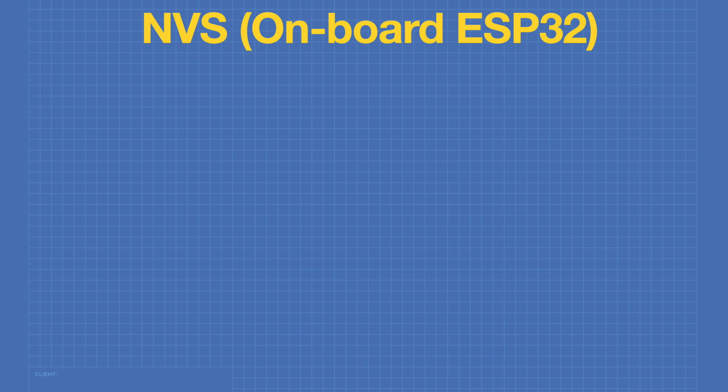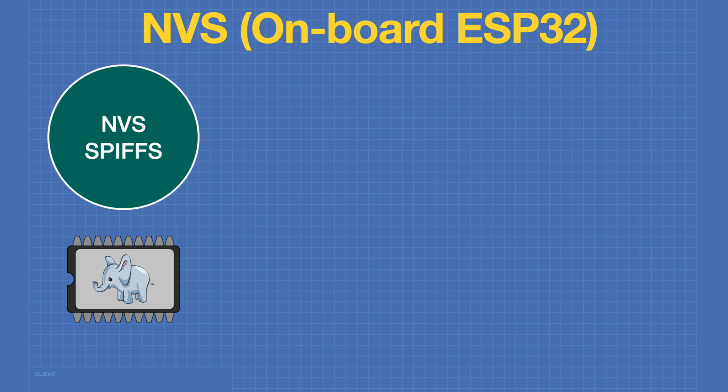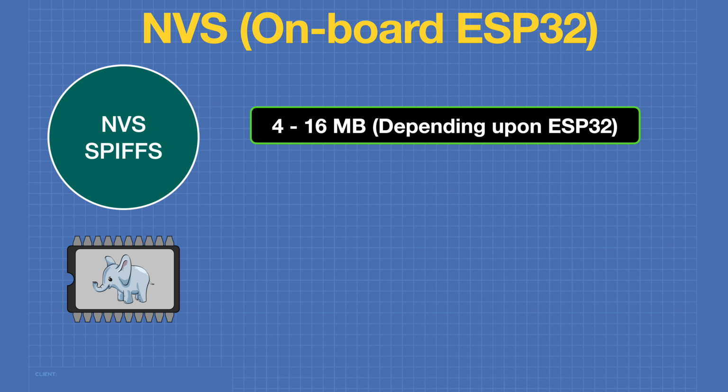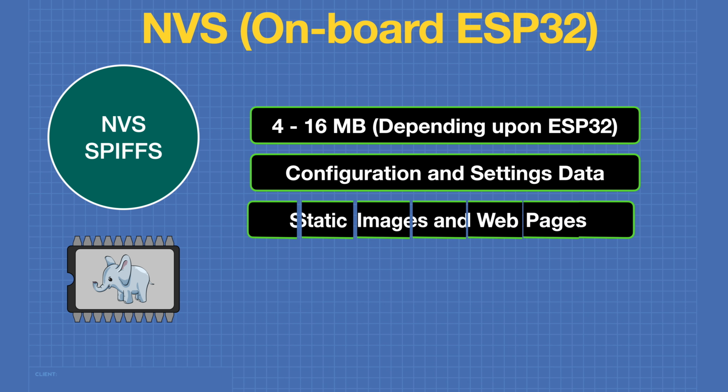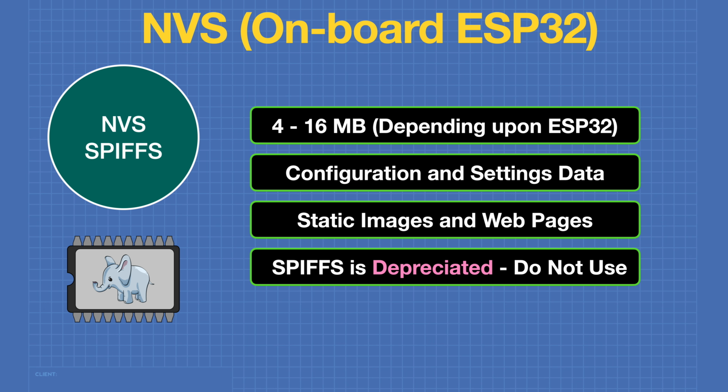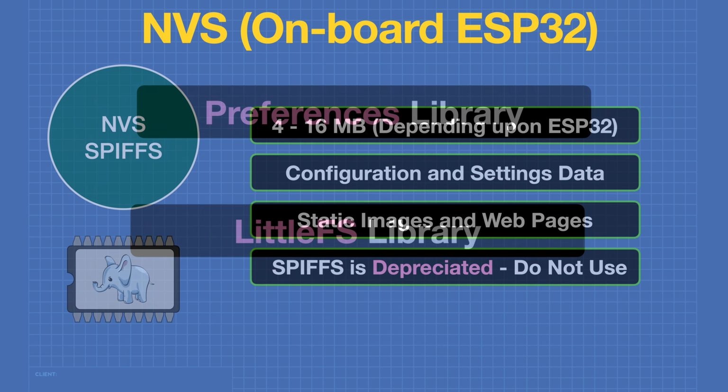The ESP32's onboard memory is referred to as NVS, or non-volatile storage, and there can be 4 to 16 megabytes of it depending upon your model of ESP32. This storage is an excellent place for configurations and settings data. You can also make use of it for static images and web pages. Once again, if you run across SPIFFS documentation, remember that this is deprecated, so don't use this for new designs.